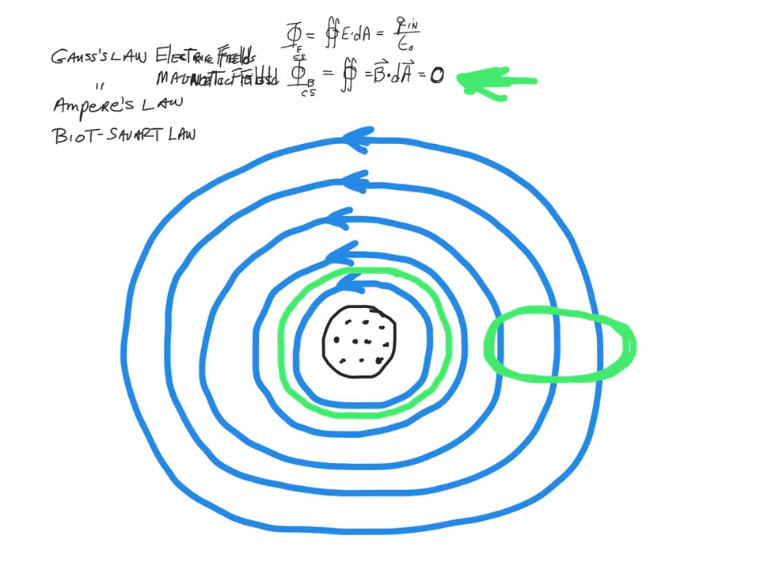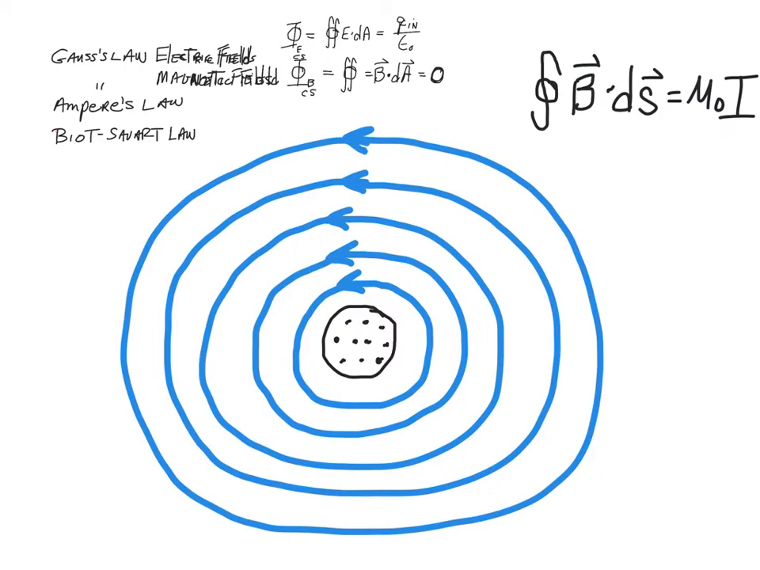Now we're going to switch to Ampere's law and watch this. So Ampere's law, different from a surface integral, right, where you're integrating some quantity like the electric or magnetic field over area elements over a closed surface. Here we're doing a line integral.